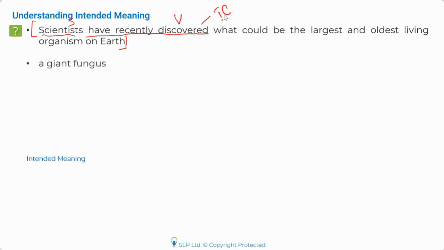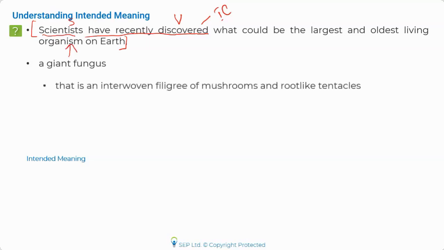A giant fungus. So I'm saying, oh, the organism that the scientists have discovered is probably a giant fungus. That, okay. Since this is a relative pronoun clause, this whole thing is a relative pronoun clause, right? This giant fungus is, okay, an interwoven filigree. Filigree basically means a network. So it's a network. And what is it made up of? Mushrooms and tentacles. All right.